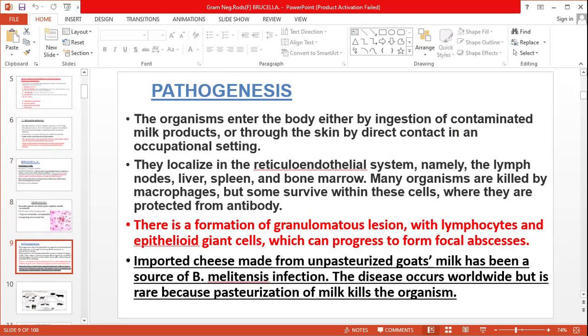They localize in the reticuloendothelial system, like lymph nodes, liver, spleen, and bone marrow. Many organisms are killed by the macrophages, but some survive within these cells, where they are protected from antibody. There is formation of granulomatous lesions with lymphocytes and epithelioid giant cells, which can progress to form focal abscesses. Imported cheese made from unpasteurized goat's milk has been a source of B. melitensis infections. The disease occurs worldwide, but it can be prevented because of pasteurization. The heat kills the organisms.